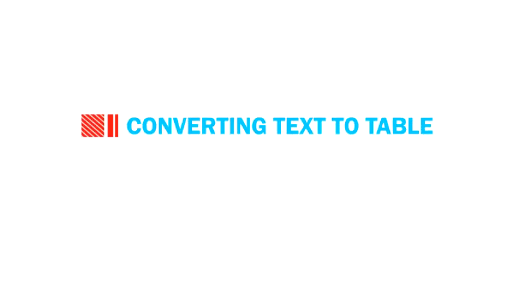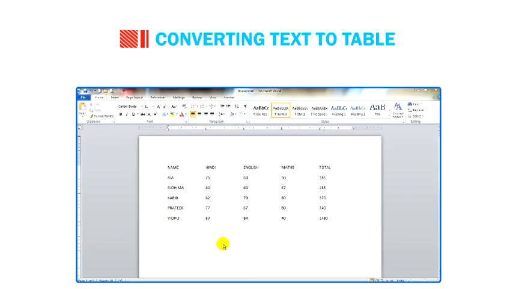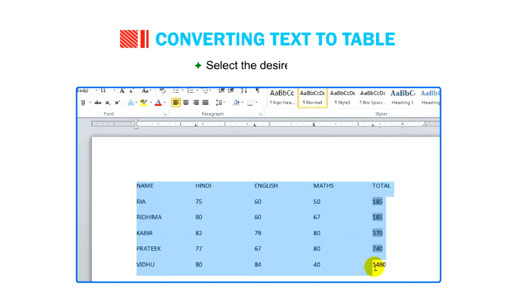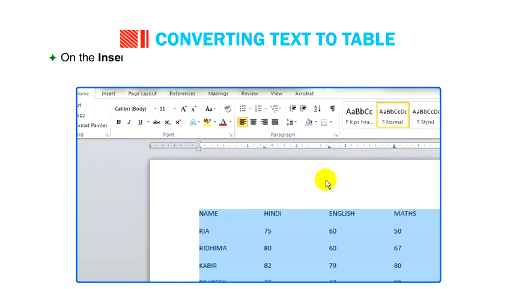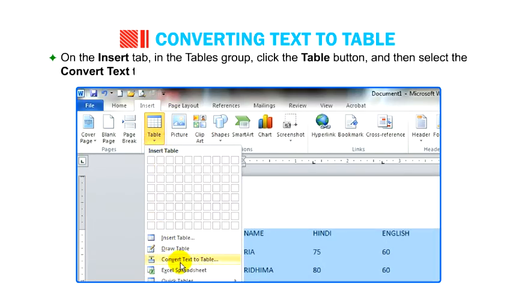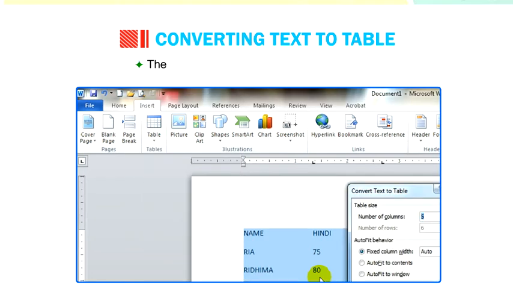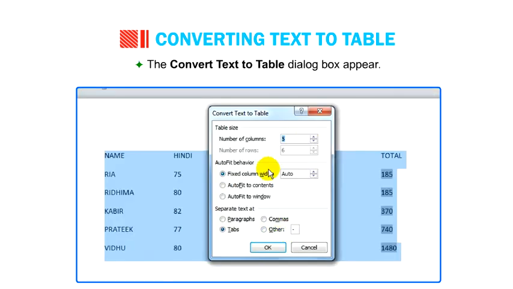Converting text to table. In a similar way, you can convert the text into tabular form. Select the desired text. On the Insert tab in the Tables group, click the Table button and then select the Convert Text to Table option from the drop-down list. The Convert Text to Table dialog box appears.